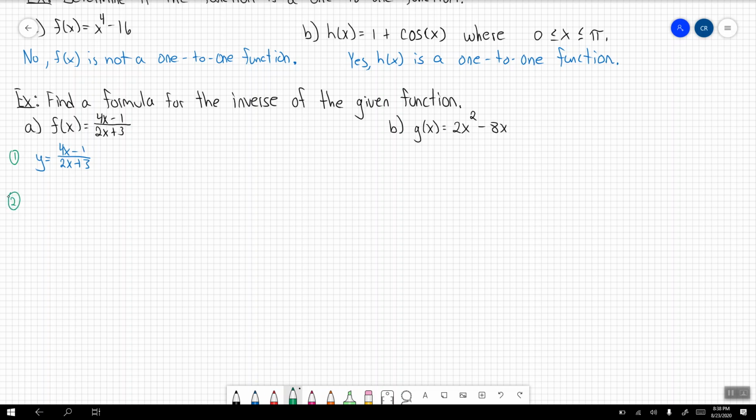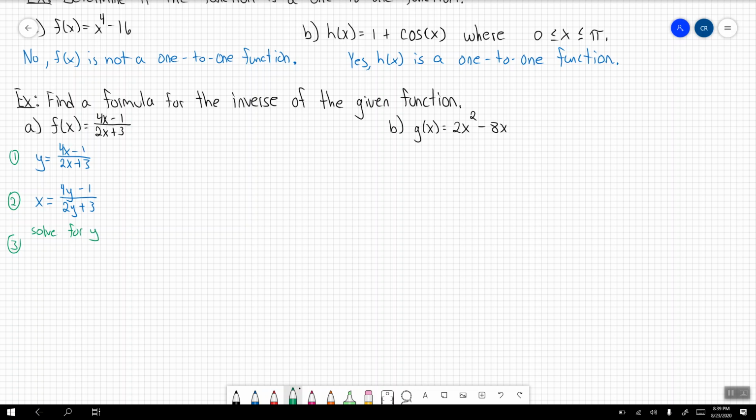Step number 2, we're going to interchange every x and y. Wherever I see a y, I insert an x. Wherever I see an x, I insert a y. Step number 3 is going to be to solve for y. So step number 3, I'm going to say I need to solve for y.